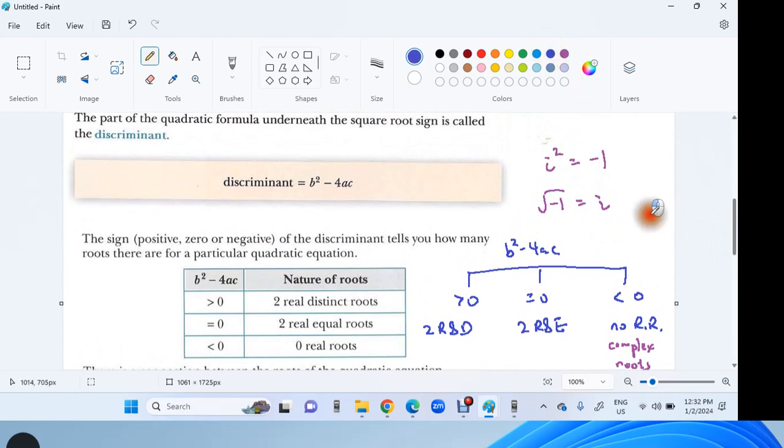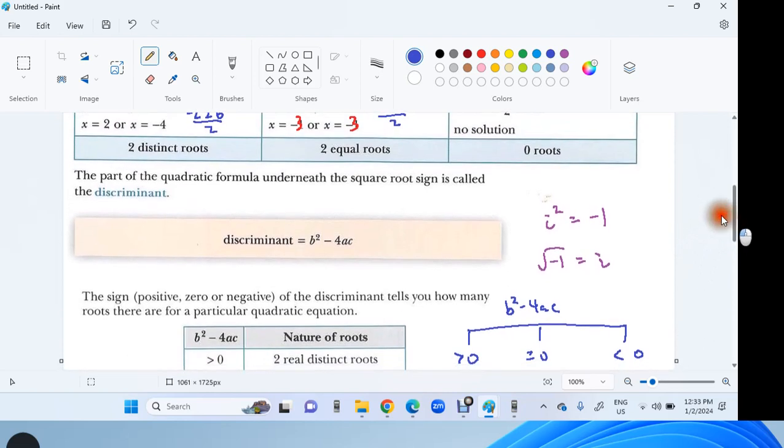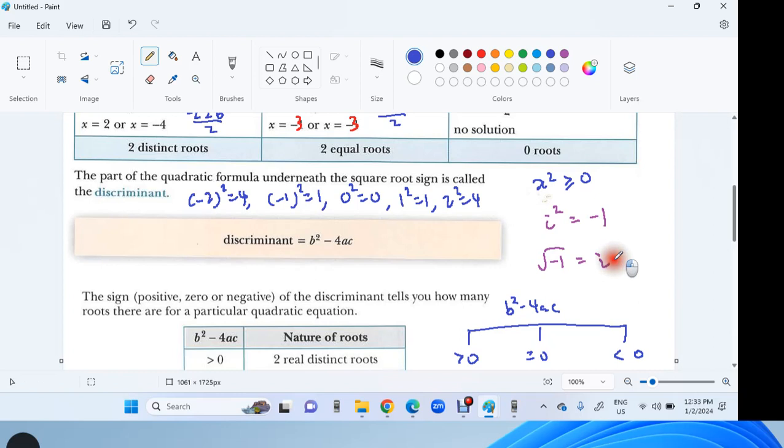Okay, because we know that the square of any value will be positive. 0 squared is 0, 1 squared is 1, 2 squared is 4, 3 squared is 9. Negative 1 squared is 1, negative 2 squared is 4. So we know that x squared is greater than or equal to 0. So there's no real number whose square is equal to a negative value.